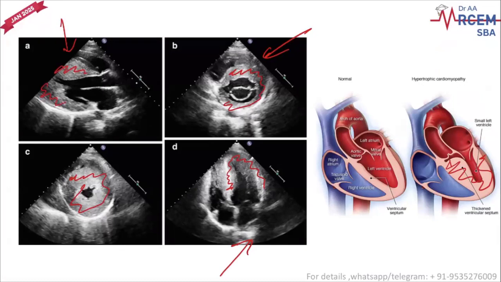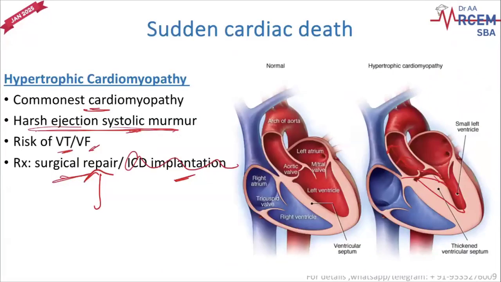So it shouldn't be a problem to pick it up on an echo if an echo image is given. Remember that if any structural heart disease is present, structurally abnormal, for example congenital heart disease like a VSD, ASD, or a hypertrophy like this, echo scan is the best one to pick it up.